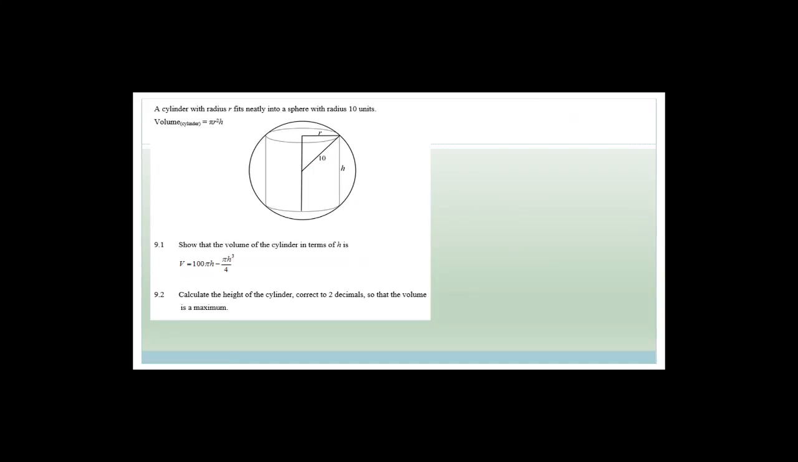Right, let's move on to a nice question. This says, a cylinder with a radius of r fits neatly into a sphere with radius of 10 units. So this here is a cylinder, it has a radius r, and it fits into the sphere with radius 10 units. They tell you the volume of a cylinder is pi r squared h, which is quite nice. Now it says show the volume of the cylinder in terms of h is volume equals 100 pi h minus 4 pi h cubed over 4.